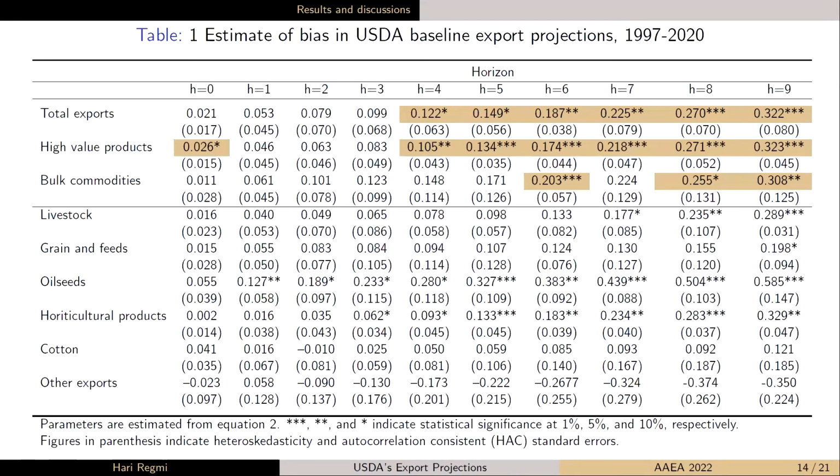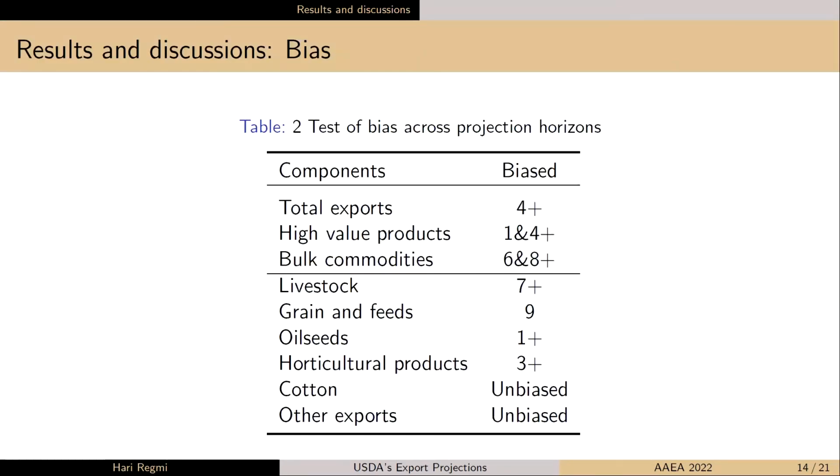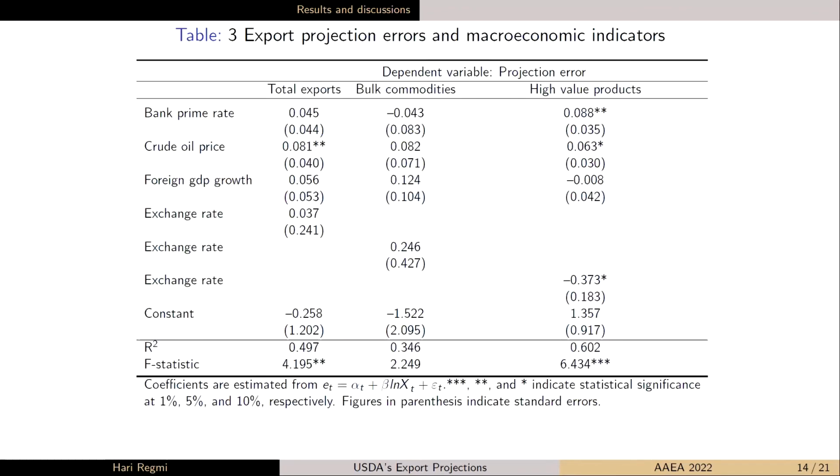And this is the estimate of the test of bias. And here, I'm going to highlight two things. One is, you see from the table that there are no, or almost a few, stars on the left panel of the table, whereas you can see more stars on the right panel of the table. That means the projections are biased for the longer projection horizon. That is, there are some systematic error components in the projection, whereas the shorter projection horizons are unbiased. And this is just a summary of this table. We can see that total export, high value products, and bulk commodity projections are basically unbiased for shorter projection horizons and biased for the longer projection horizons.